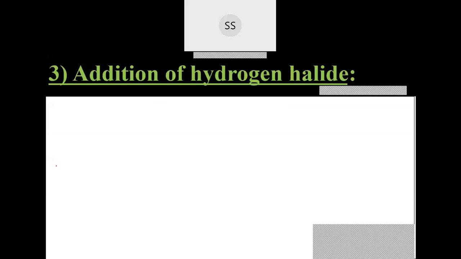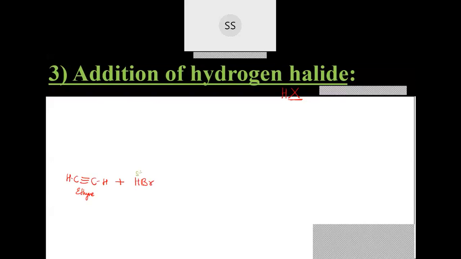So I will directly start with the example. If I take ethyne, ethyne on reaction with hydrogen halide, I am taking the example of HBr. Hydrogen halide generally can be written as HX, where X can be any halogen attached to the hydrogen. So I am taking HBr itself. You know it's a polar molecule. You can break it down into H plus and Br minus.